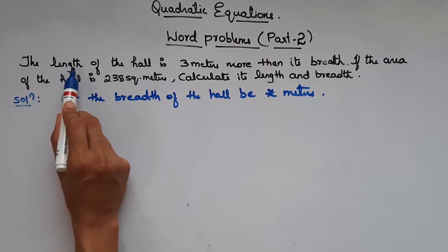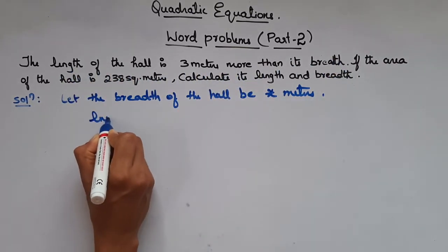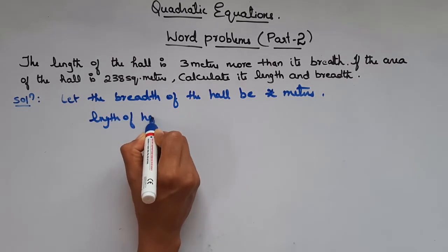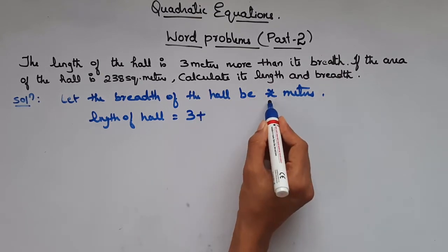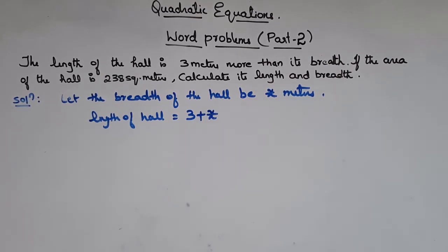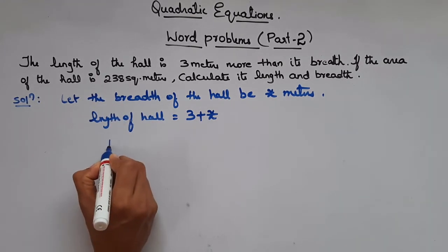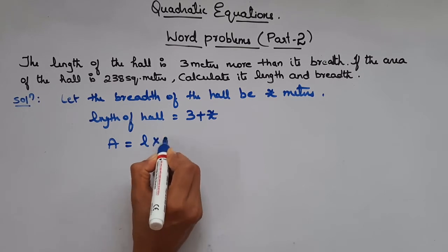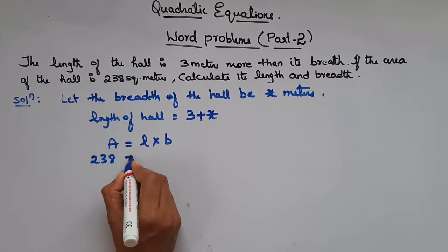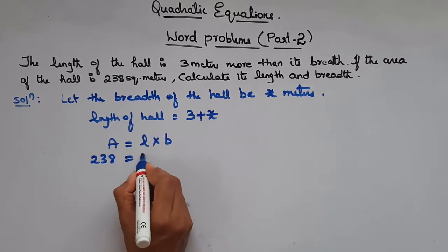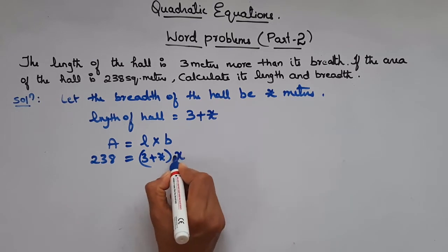Here it says the length of the hall is 3 meters more than its breadth. So therefore the length of the hall is 3 meters more than its breadth. Here breadth we have taken as x, right? If the area of the hall is 238 square meters, we know area is given by length into breadth. So the area 238 square meters is equal to the length, 3 plus x, and the breadth, which we have taken as x.